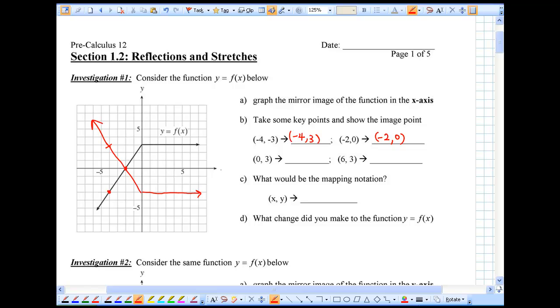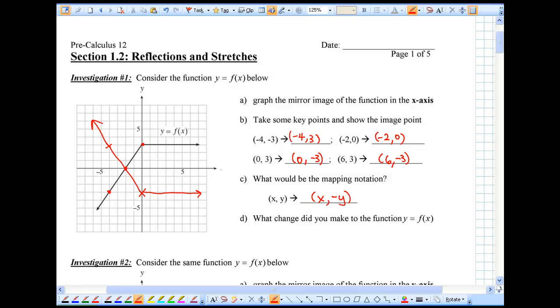We'll do the same thing with 0, 3. That's this dot here. We're going to make it down there, so that's 0, -3. And then 6, 3. Well, that just becomes 6, -3. And if you think about what we've done, the x value didn't change, but the y value did. So the x value stays the same, but how did the y value change? Yes, we made it negative.